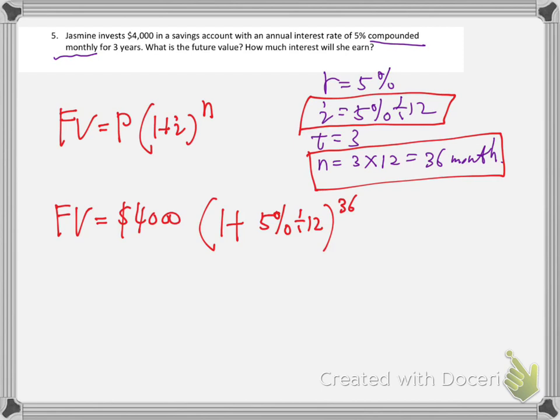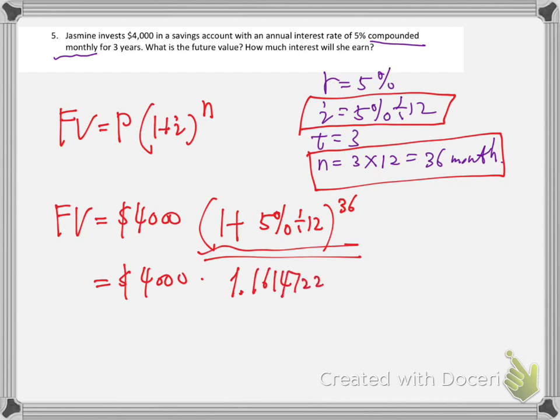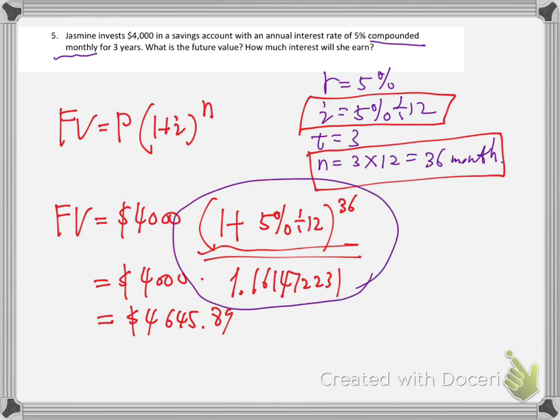So now I use the calculator. I got $4,000 times, so only this part, you will get the decimal number 1.161472231. So now the future value is $4,645.89. So you have to practice this part using the calculator, how to put the base and then how to put the big powers, the 36 power of the base.